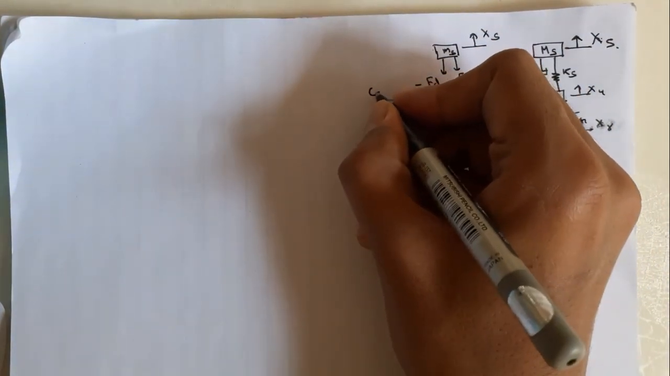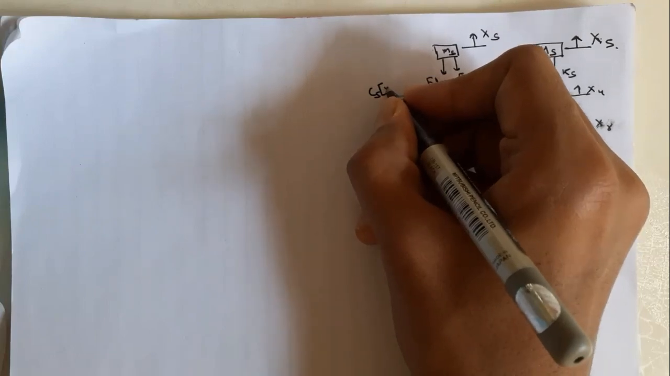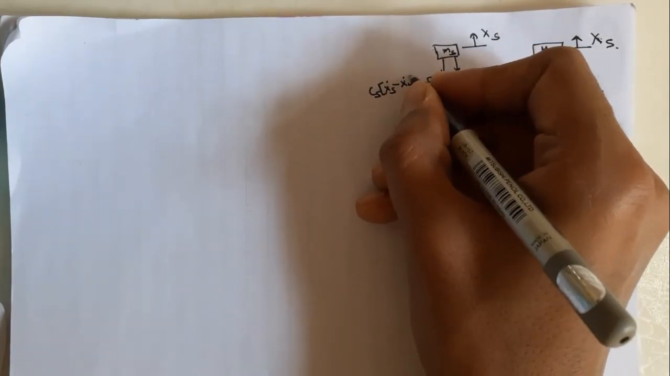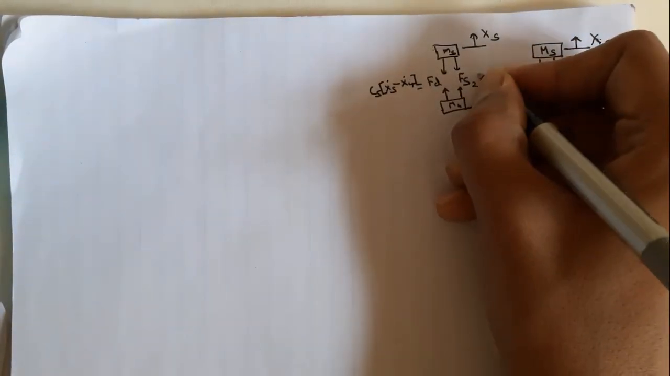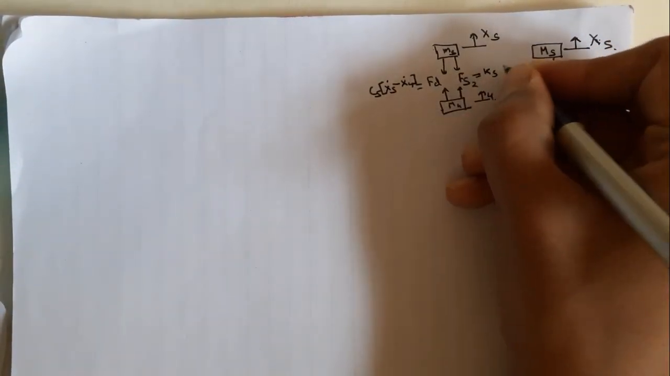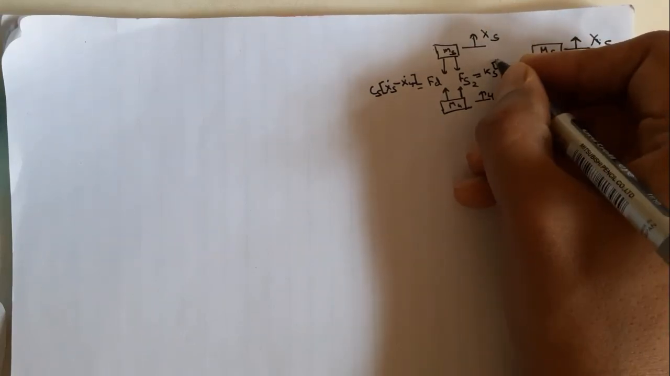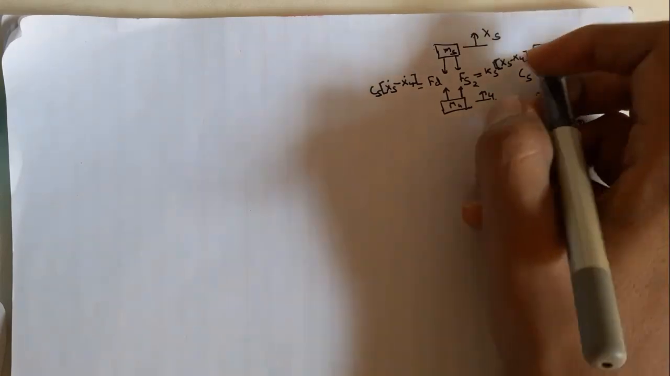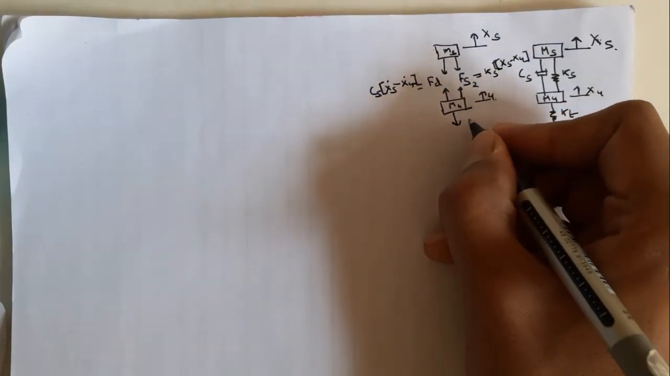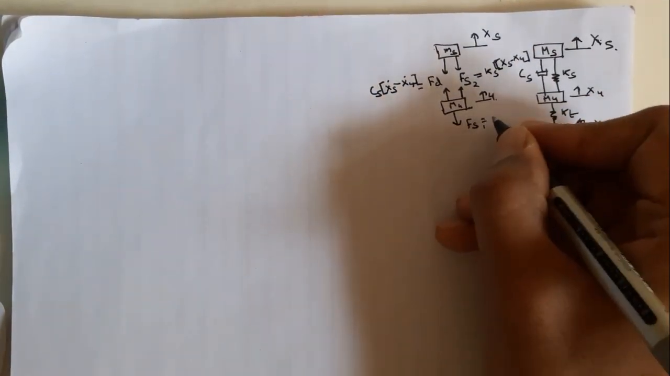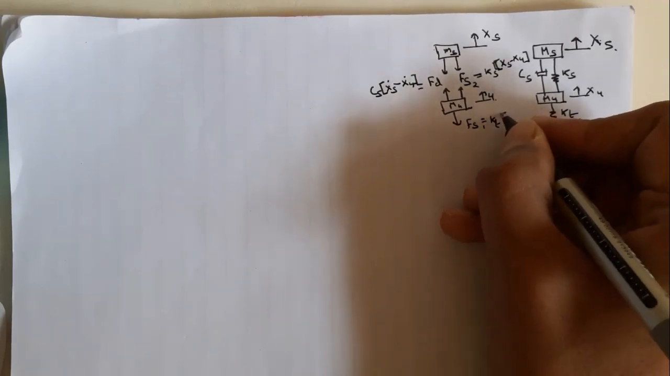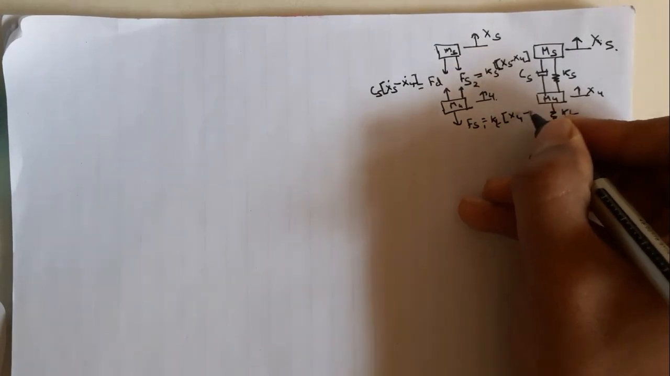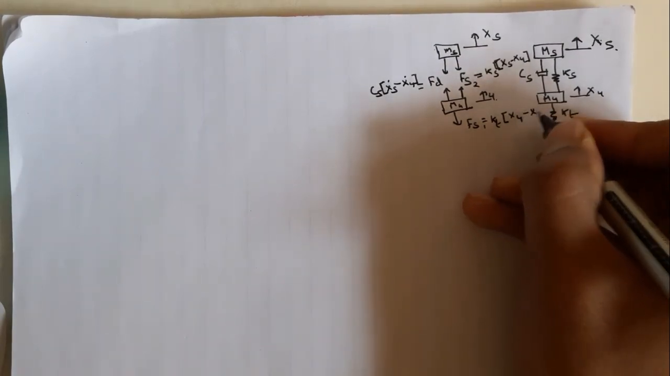Now Fd will be our cs into xs dot minus xu dot, that is the velocity. So the damping force is the coefficient of damping into the velocity, and the stiffness force here is ks into xu minus xs. Now this is Fs1, that is the force due to the tire stiffness, that is kt into xu minus xr.